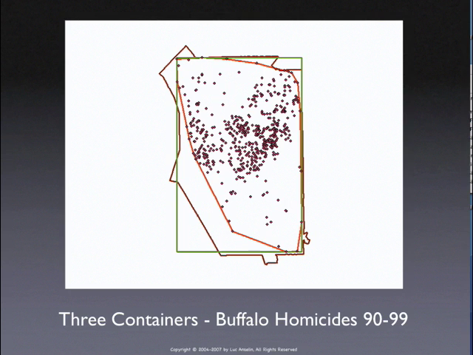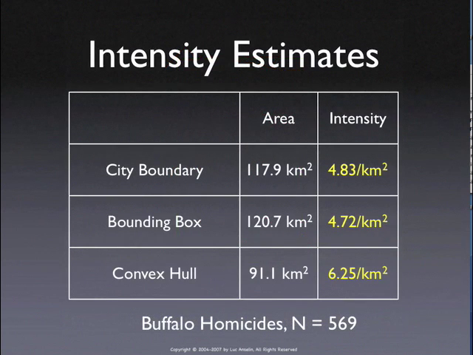This gives you an idea of the different shapes applied to the same point pattern. So this is the same Buffalo point pattern with the original city boundary, this red shape here, then the convex hull, which is a lot tighter inside, and then the rectangular bounding box. And for each of these, we can compute the intensity, which, remember, is sort of a mean, an average number of events per unit of area. And the unit of area in this particular case is a square kilometer.